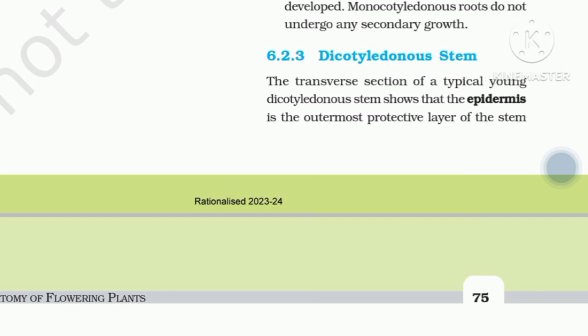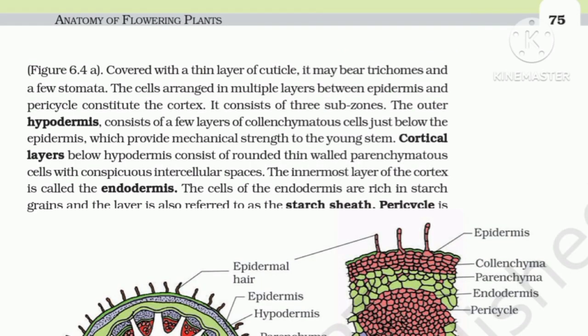Dicotyledonous stem. The transverse section of a typical young dicotyledonous stem shows that the epidermis is the outermost protective layer of the stem. Figure 6.4a. Covered with a thin layer of cuticle, it may bear trichomes and a few stomata. The cells arranged in multiple layers between epidermis and pericycle constitute the cortex. It consists of 3 subzones. The outer hypodermis consists of a few layers of collenchymatous cells just below the epidermis, which provide mechanical strength to the young stem. The cortical layer below the hypodermis consists of rounded, thin-walled parenchymatous cells with conspicuous intercellular spaces.